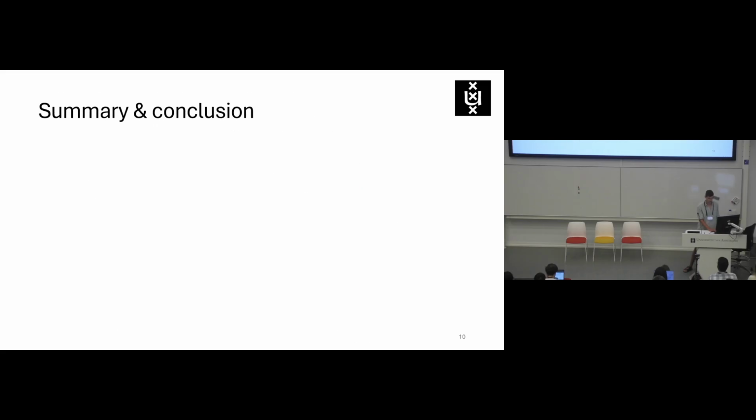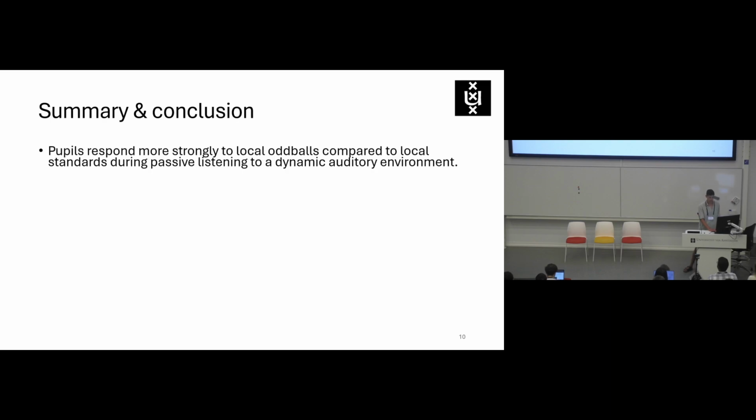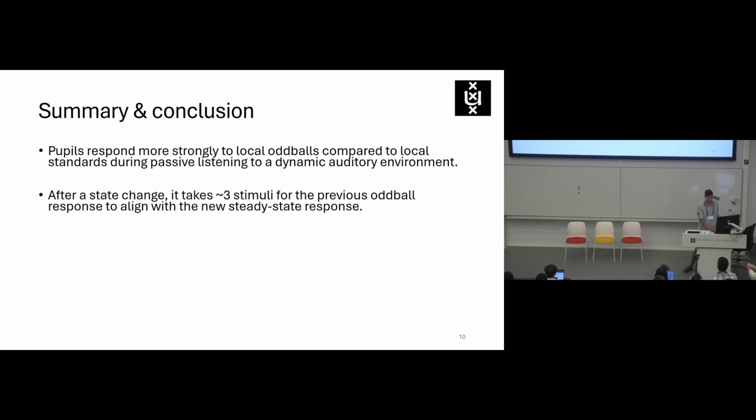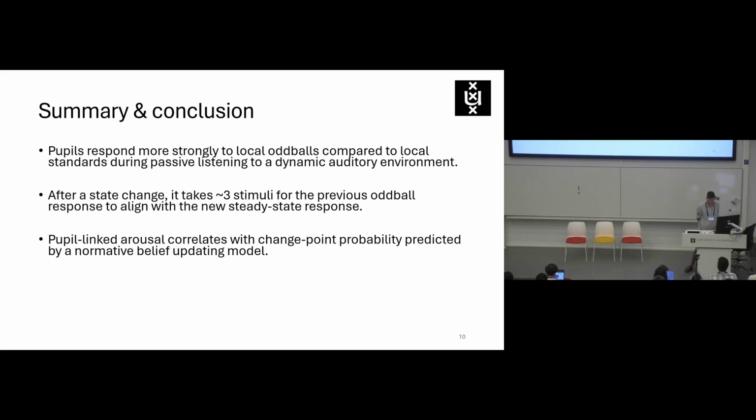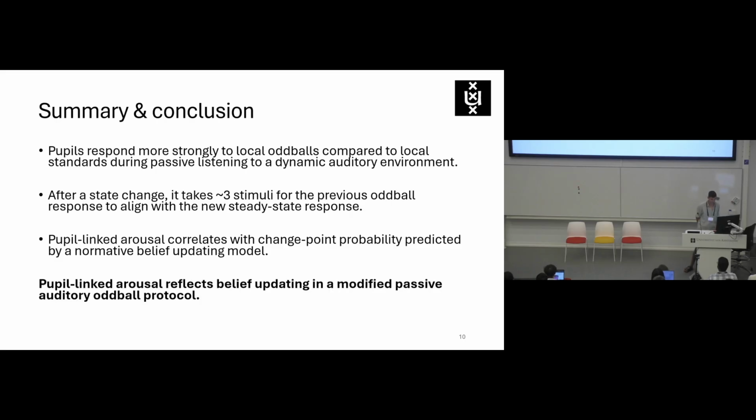With this, I want to quickly summarize the findings of our studies. Pupil responds more strongly to local oddballs compared to local standards during passive listening to a dynamic auditory environment. After a state change, it takes around 3 stimuli for the previous oddball response to align with the new steady-state response. And pupil-linked arousal correlates with change point probability predicted by a normative belief updating model. Finally, pupil-linked arousal reflects belief updating in a modified passive auditory oddball protocol, which, looking forward, of course has interesting new implications for belief updating research, especially concerning animal work as well as optimized human work, which then does not require reporting anymore.